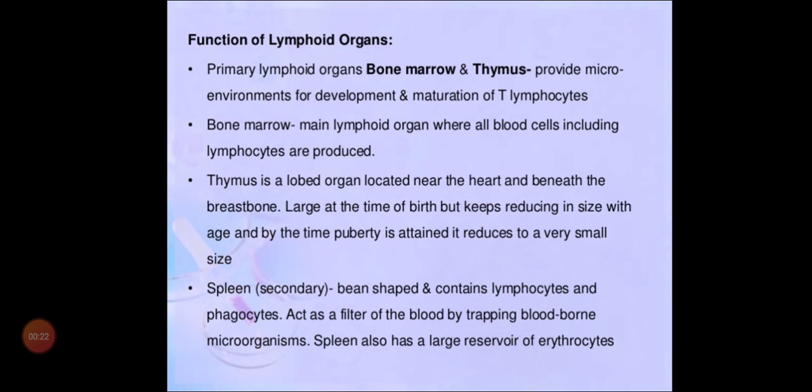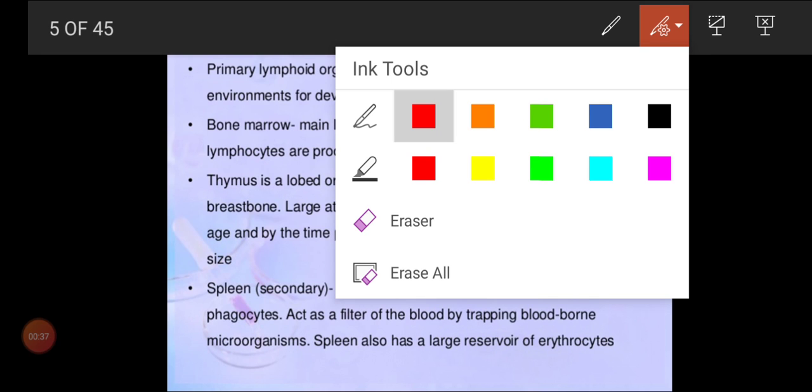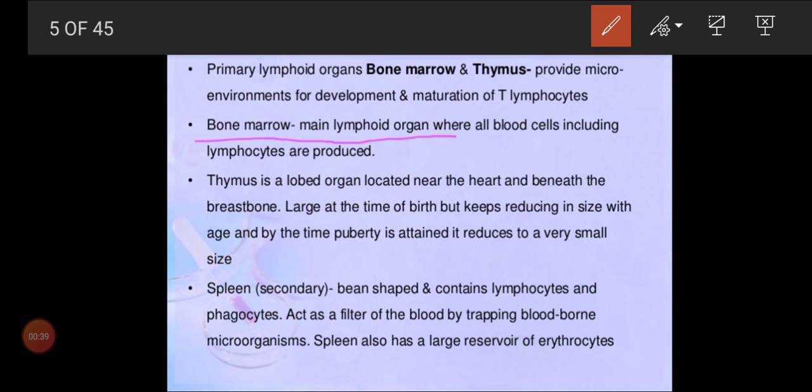These two provide a microenvironment for the development and maturation of T lymphocytes. There only we can see the maturation of T lymphocytes. And we know bone marrow is a main lymphoid organ. It is a very important main lymphoid organ where all blood cells including lymphocytes are produced. So in bone marrow only all the cells including lymphocytes are produced.